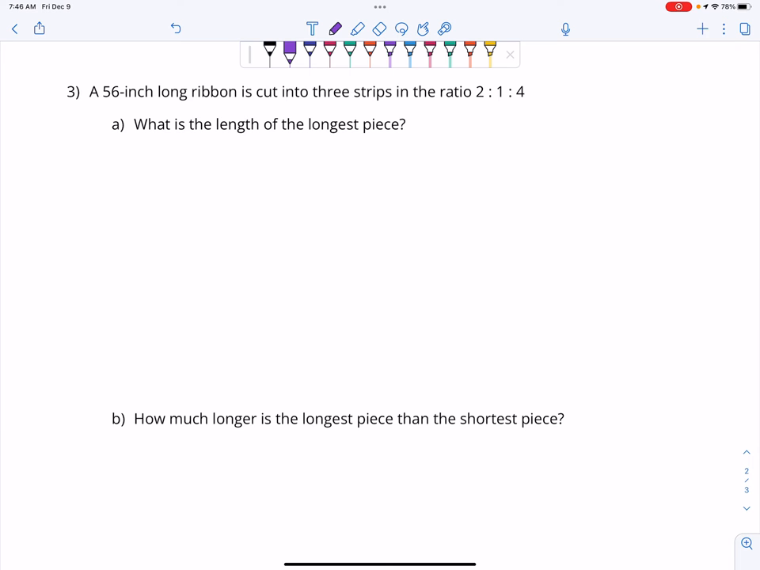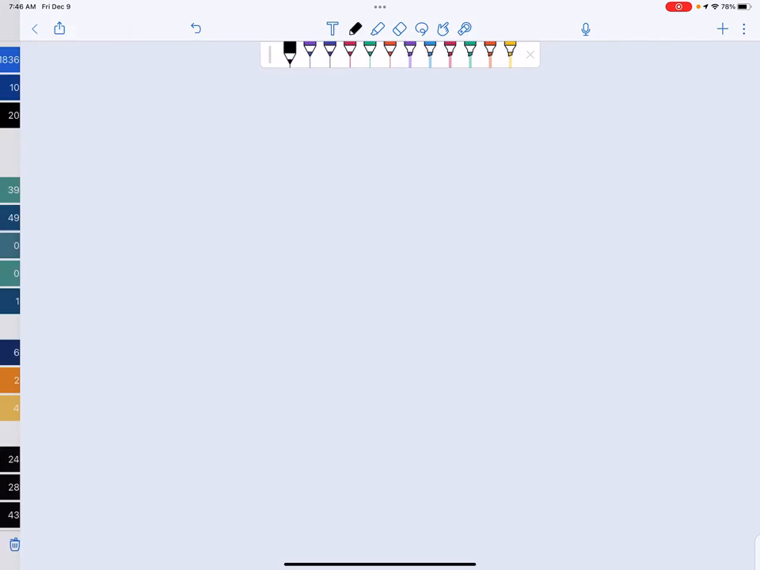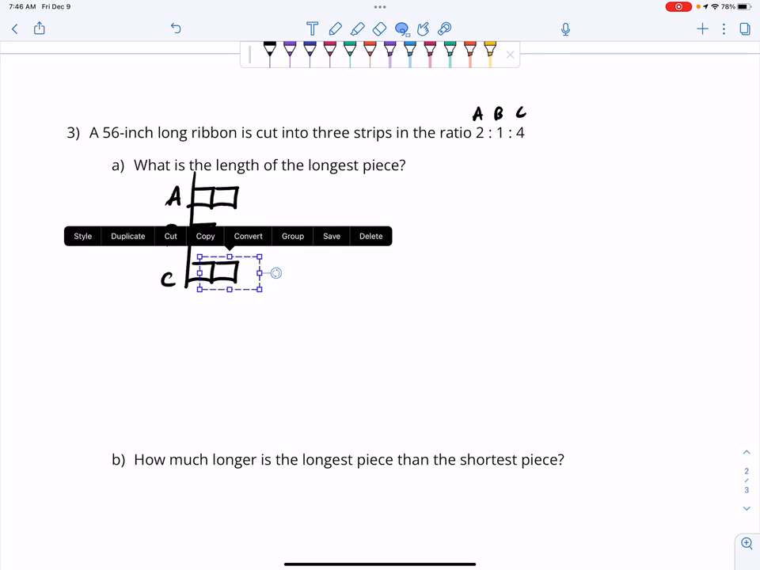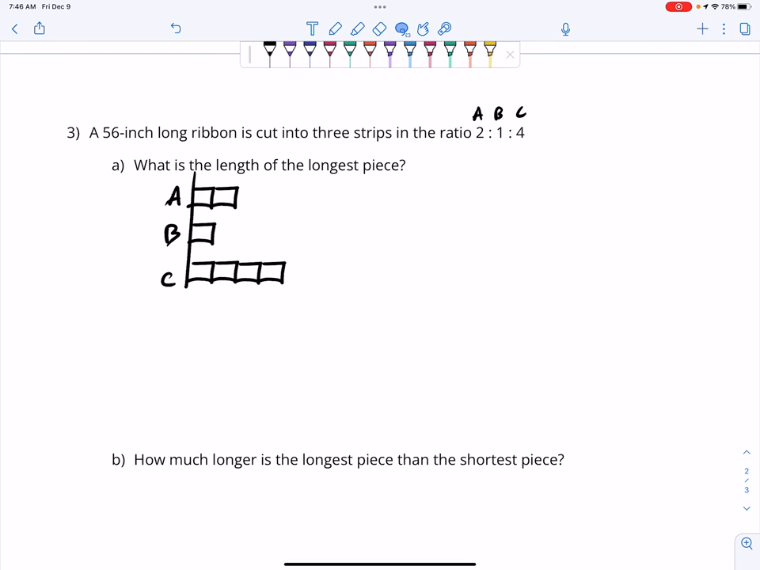We have one piece of ribbon that is cut into 3 strips in a ratio of 2 to 1 to 4. So it doesn't tell us what those are, but I'm going to call them A, B, and C. So parts A, B, and C are 2 to 1 to 4. Okay, and we know that this total ribbon, if we put them all together, was 56 inches.